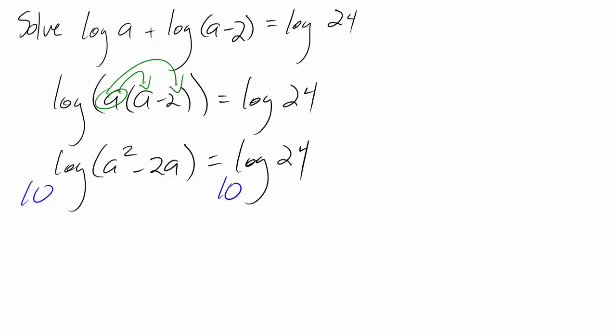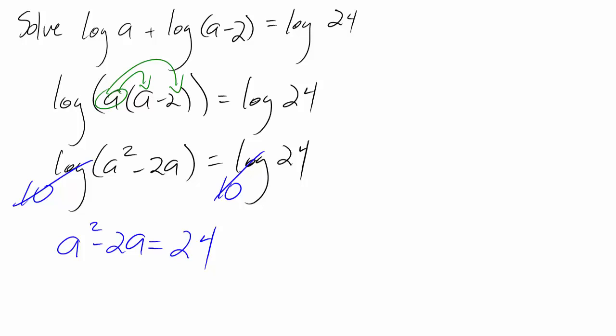The reason for doing that is that the exponential base of 10 and the log base 10 will cancel themselves out. So these will go away on both the left and right side, and that leaves us with a squared minus 2a equals 24.